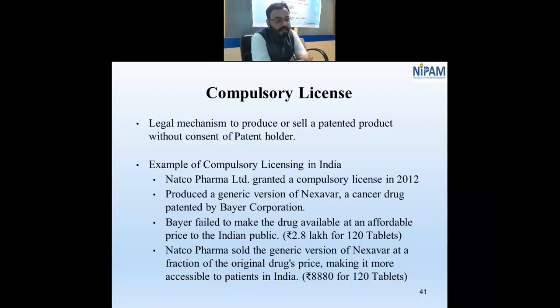So the government intervened in such a situation and it provided compulsory license to a company called Natco Pharma to produce a generic version of this particular drug Nexavar. Natco Pharma came up with a drug and the cost of this particular drug was around 8,000, 9,000 rupees for 120 tablets. Now, there are certain conditions when compulsory license could be provided to another company, even if a patent holder is holding certain rights on certain technology.